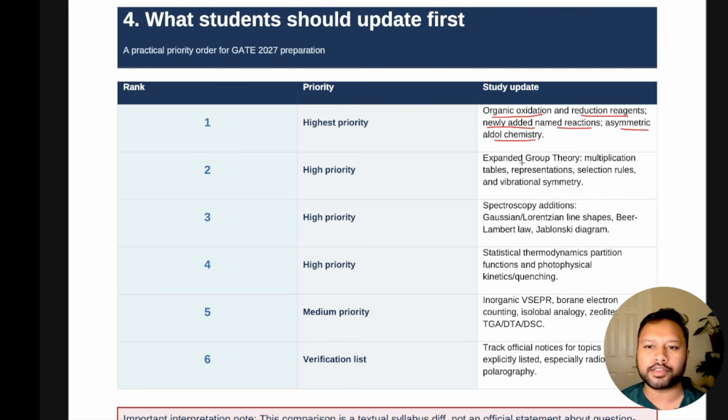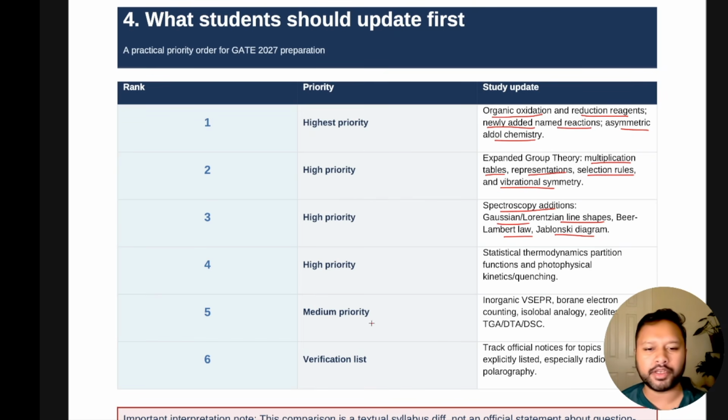Then next is your group theory, expanded group theory. What are the new things included in group theory? Multiplication tables, representation, selection rules, vibrational symmetry. Try to do that. Next is spectroscopic additions, like Gaussian and Lorentzian line shapes, Beer-Lambert's law, Jablonski diagram. If you want, I can make a video on Gaussian and Lorentzian line shapes. It's very important to know these things from the physical chemistry point of view. Then topics like statistical thermodynamics, partition function, photophysical kinetics, quenching, try to cover these.